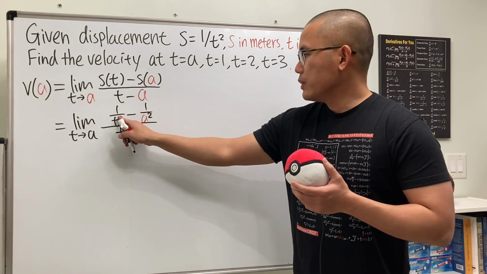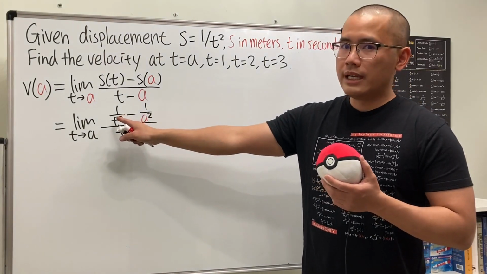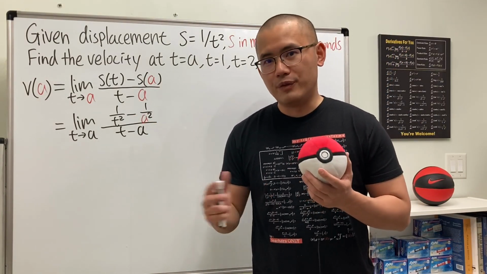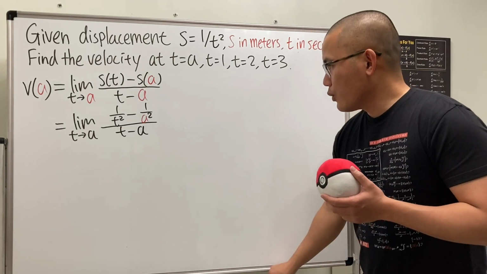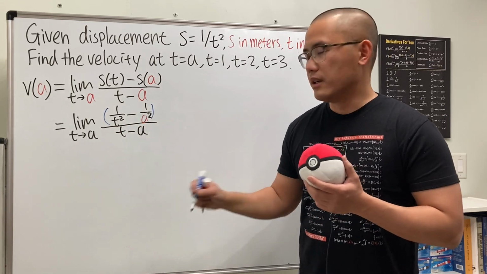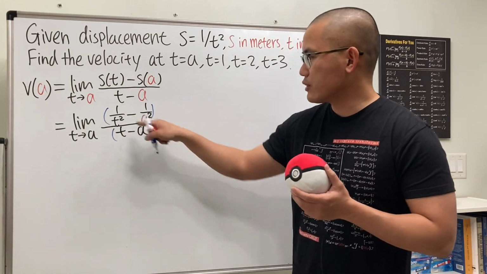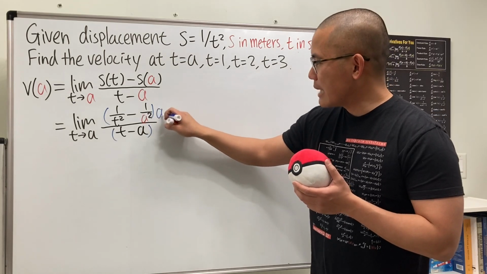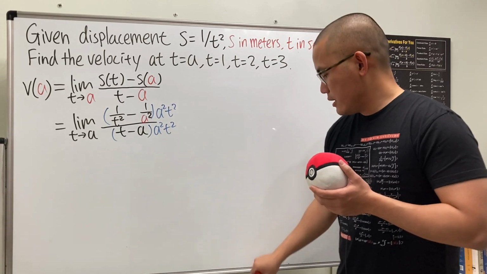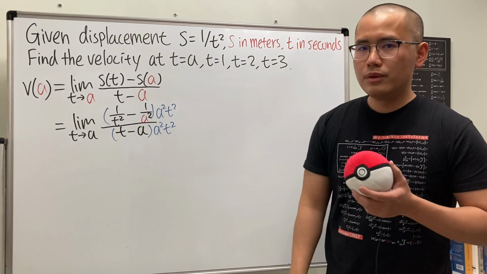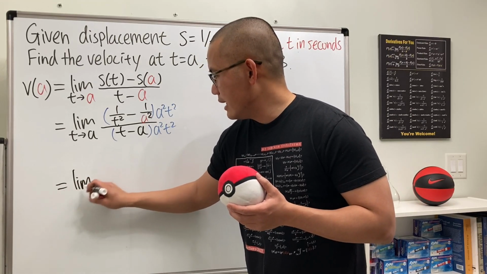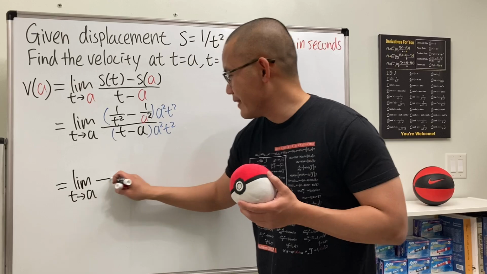Okay, how can we simplify this though? Well, I would not suggest you factor this out yet. We should clear the complex fraction first before we do any cancellations. So what we will do is multiply the top and bottom by this and that, so we can get rid of the complex fractions, meaning the small fractions on the top. So let's multiply the top and bottom by a squared and t squared, like so. And we are going to just distribute. But before that, remember to write this down again. So I'm going to write down the limit as t goes to a.